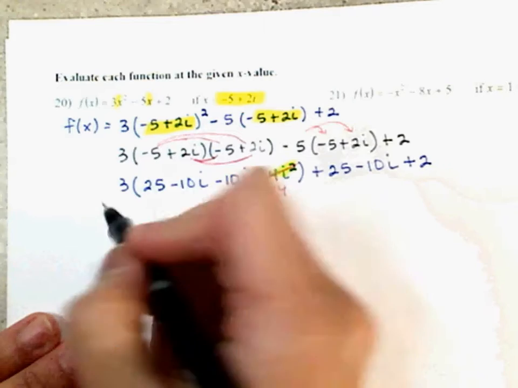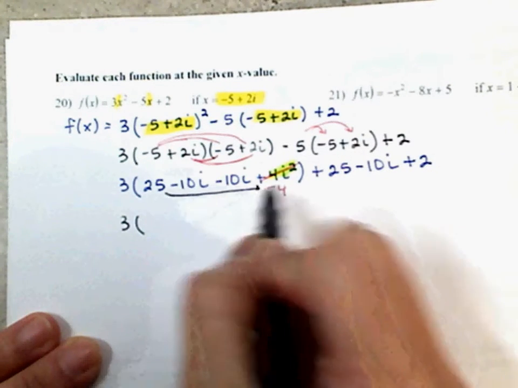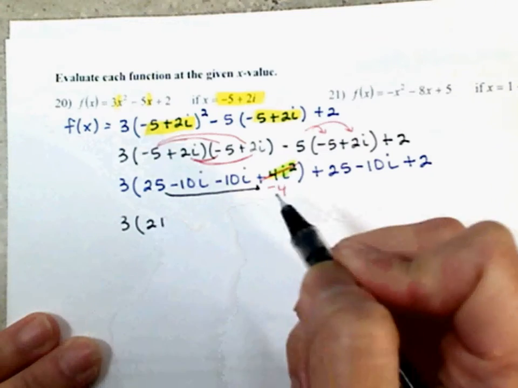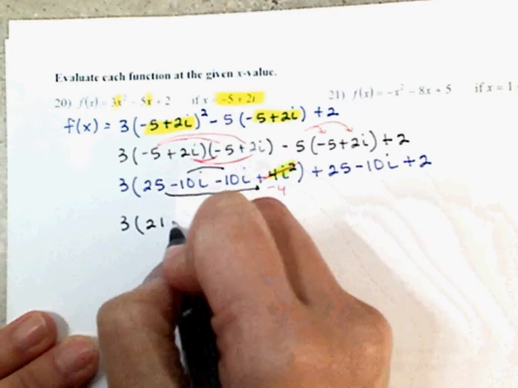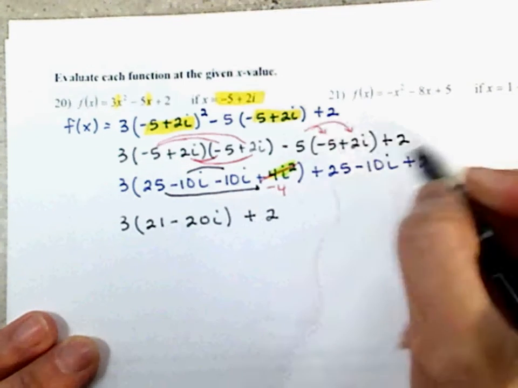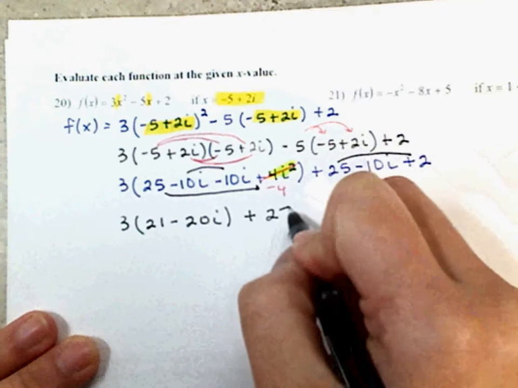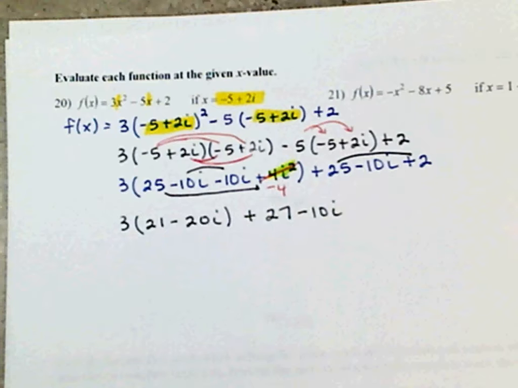Next part. Here's my 3. You got 25 minus 4. That's 21. You have these two that are alike. -10i minus 10i is negative 20i. Plus 25. Plus 2, which is 27, minus 10i. Okay? Combine your like terms.